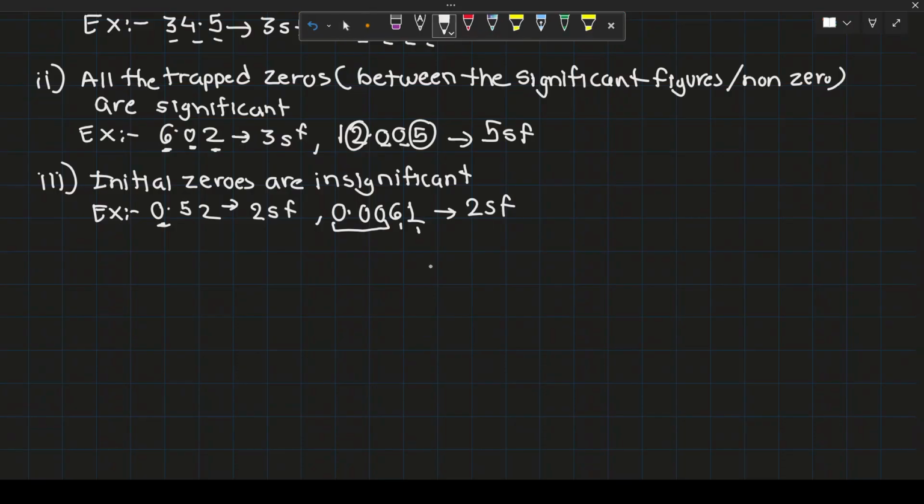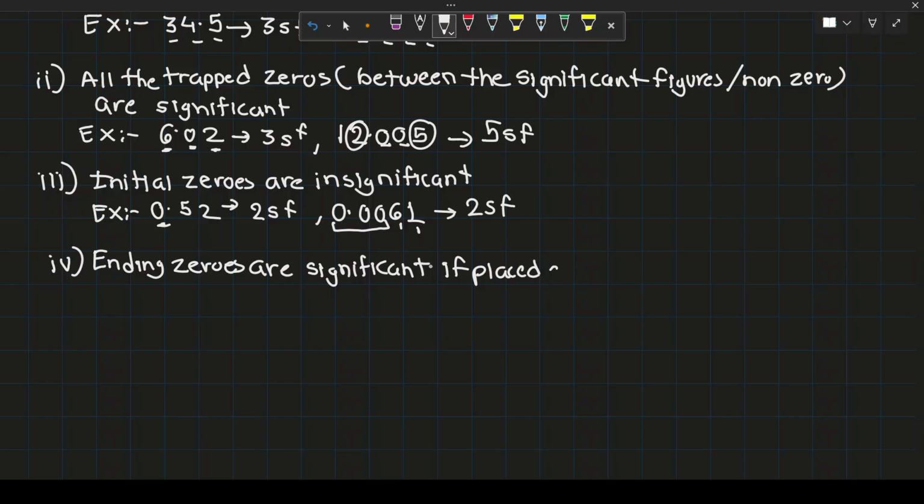Moving on to the fourth rule, which is ending zeros are significant if placed after the decimal. Let's say for example 4.670. You can see the 0 appears after the decimal point, so this will be considered as significant figures. So the number of significant figures will be 1, 2, 3, 4. So 4 significant figures.